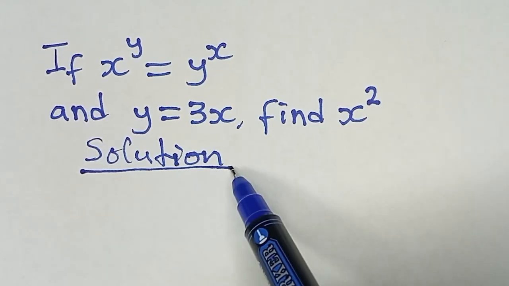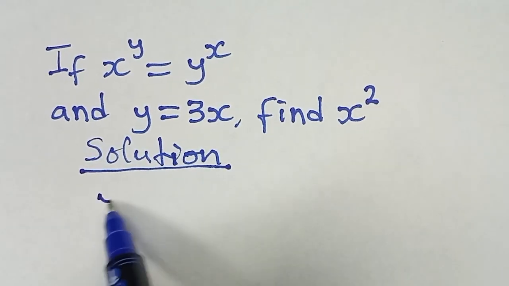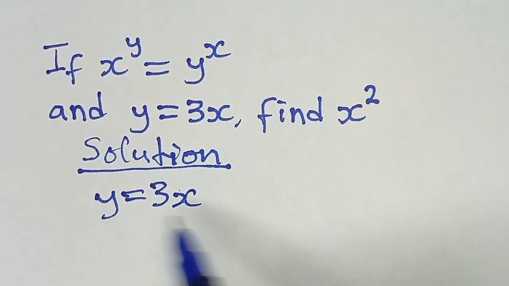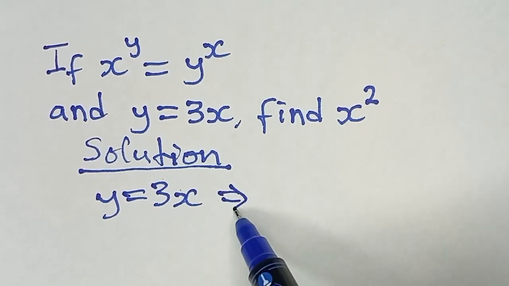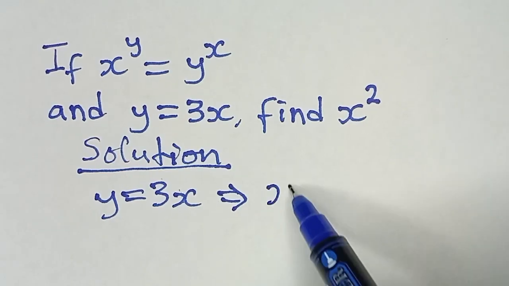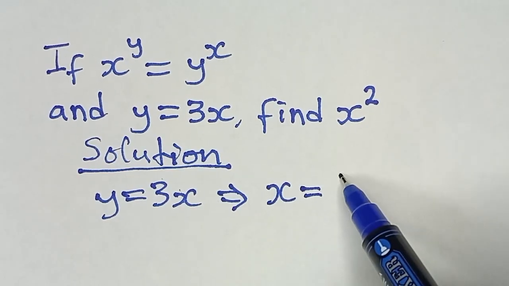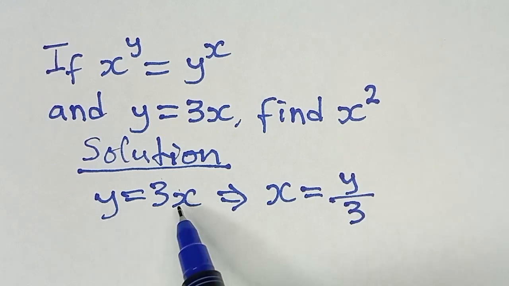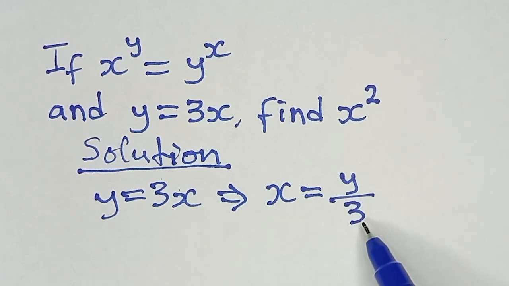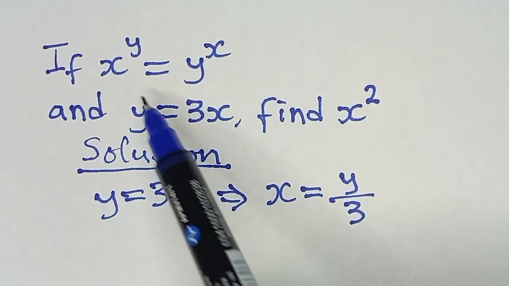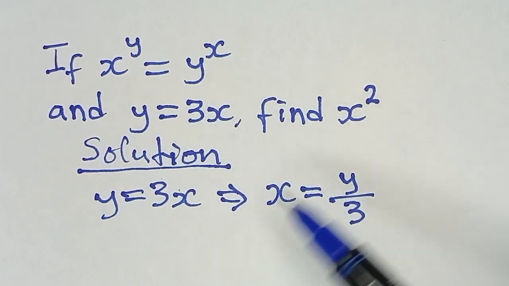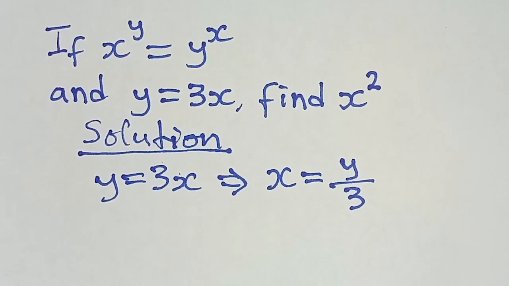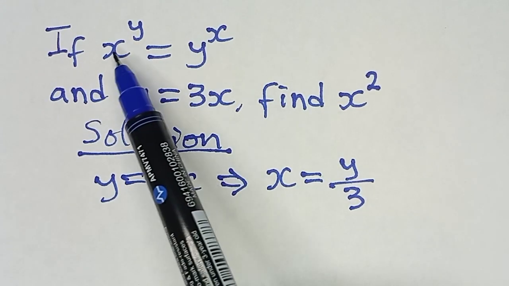So this is the solution. If y is equal to 3x, by the time we divide both sides by 3, we should get the fact that x will be equal to y over 3. So from here, if y is equal to 3x, it means that x is equal to y over 3. So we can now go back to the original equation and substitute the values for x and y and move on.